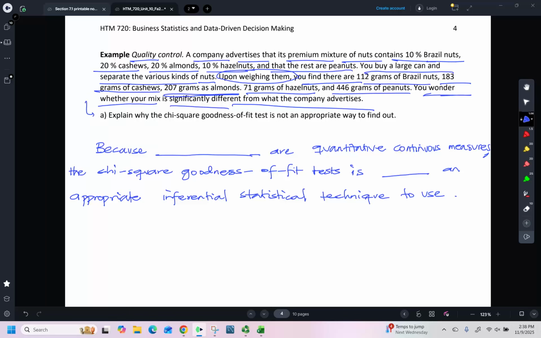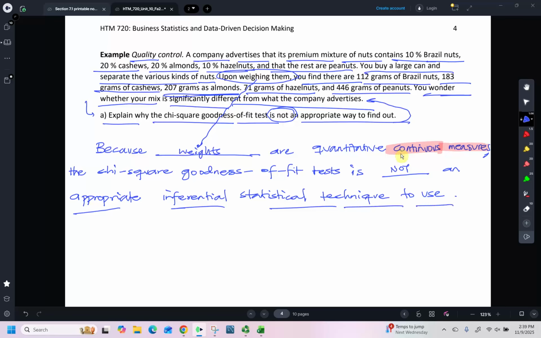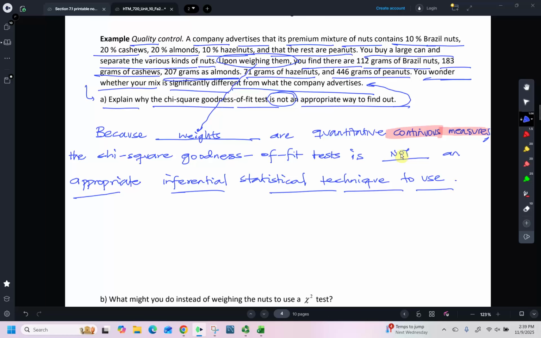Question A. Explain why the chi-square goodness of fit is not an appropriate way to find out. You see, because weights, remember you weighed, are quantitative continuous measures, the chi-square goodness of fit is not an appropriate inferential statistical technique to use. In other words, once you have to measure, you're not going to use this. There are other methods to use.